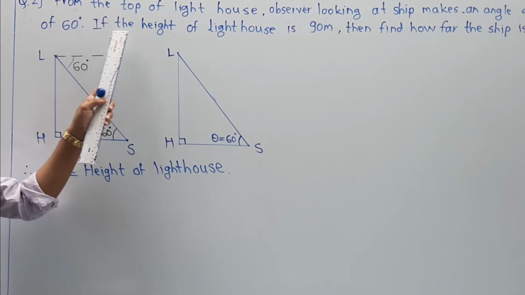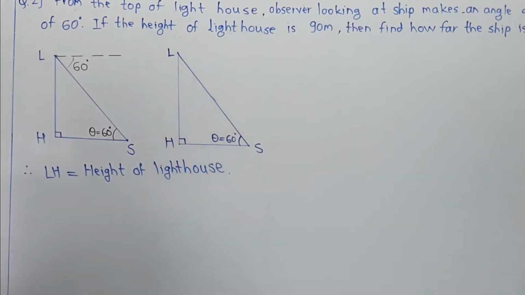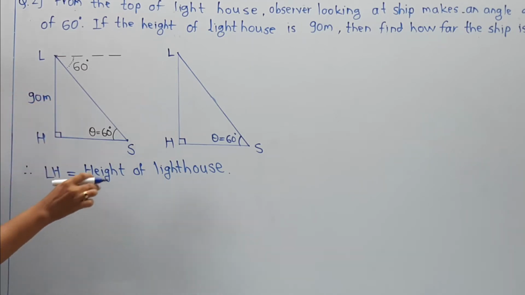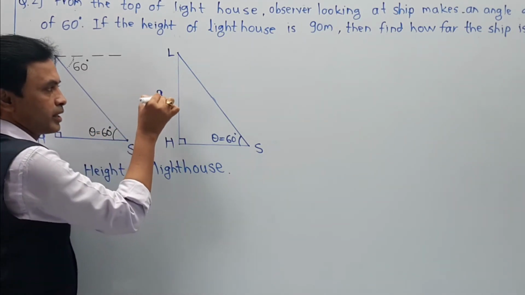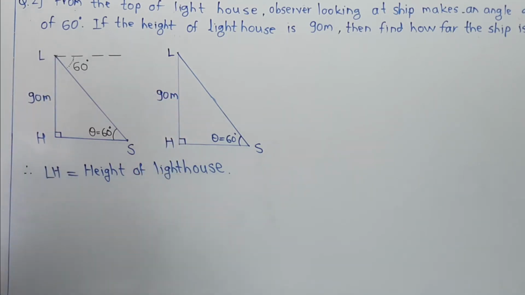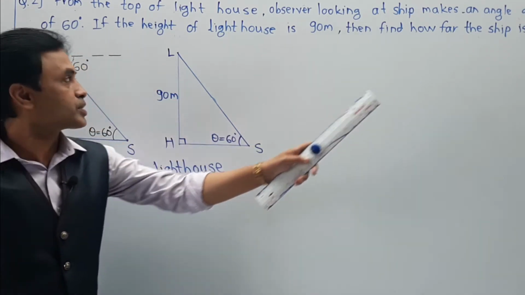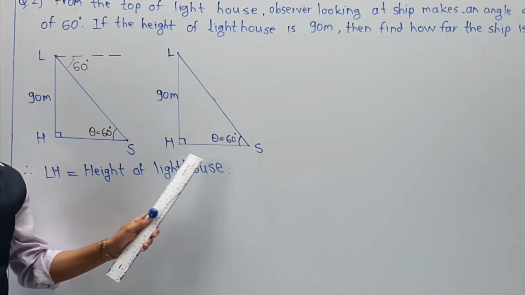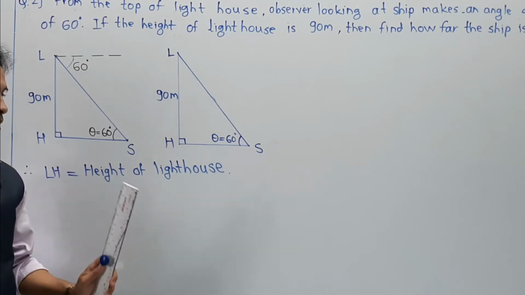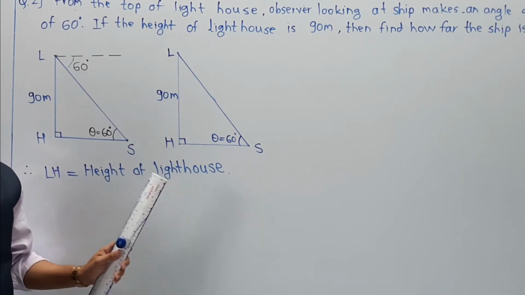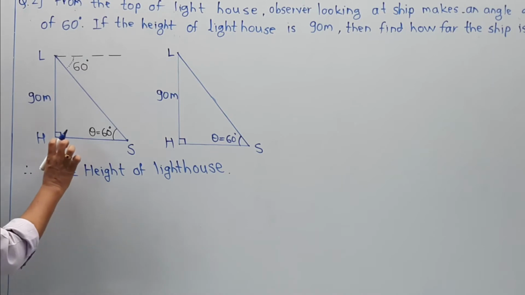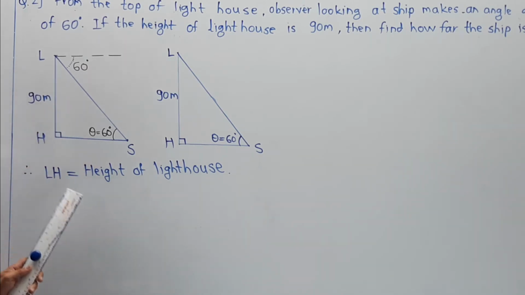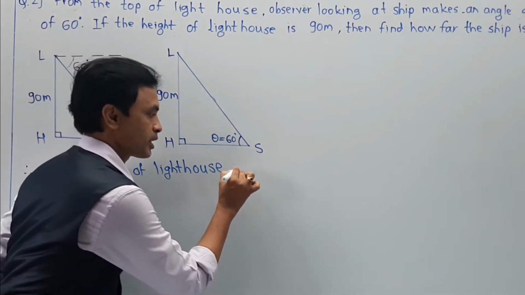Now next part: the height of the lighthouse is 90 meters, they have already given that. Then find how far the ship is from the lighthouse, how far the ship is from the lighthouse base. So we want to find this distance. Now the data associated with us: first LH, that is the height of the lighthouse, which is 90 meters.